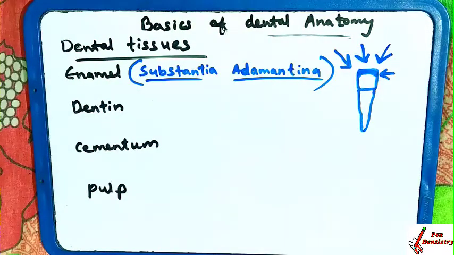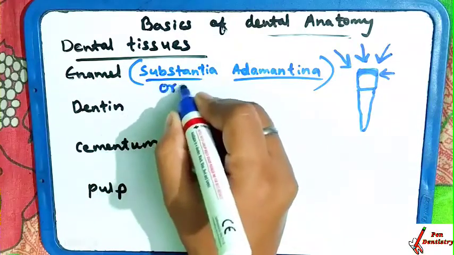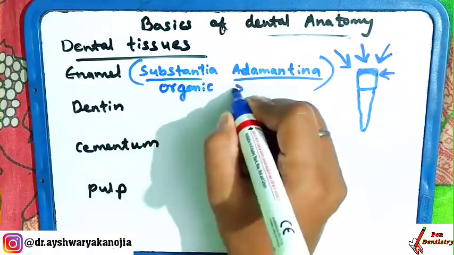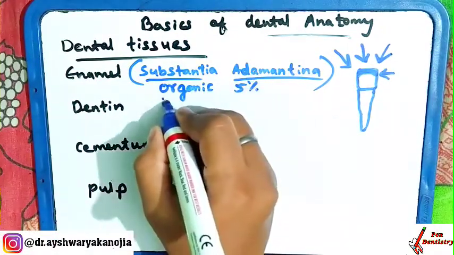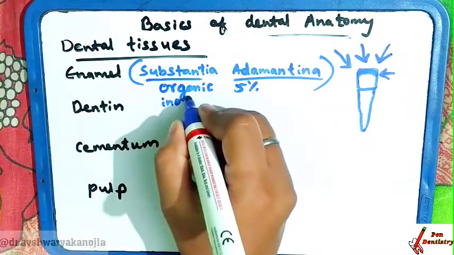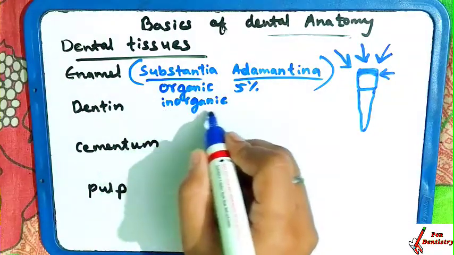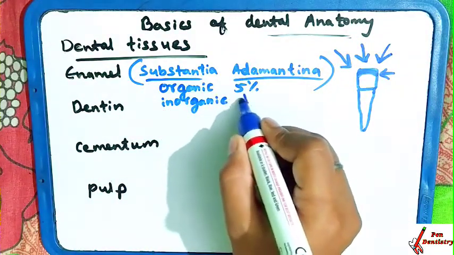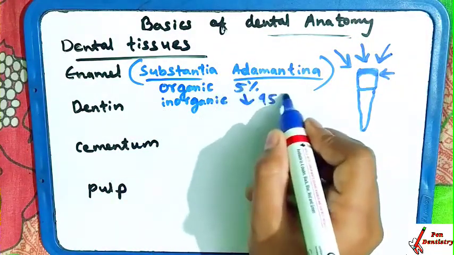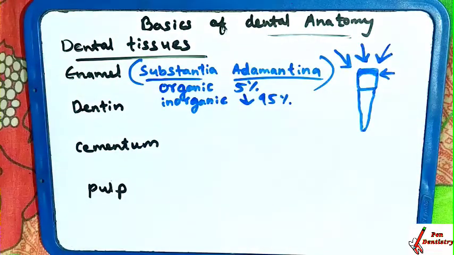Enamel consists of organic as well as inorganic matter. The organic matter is only 5% and the rest, 95%, is inorganic matter.